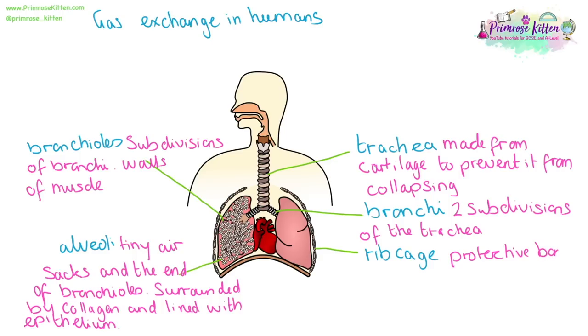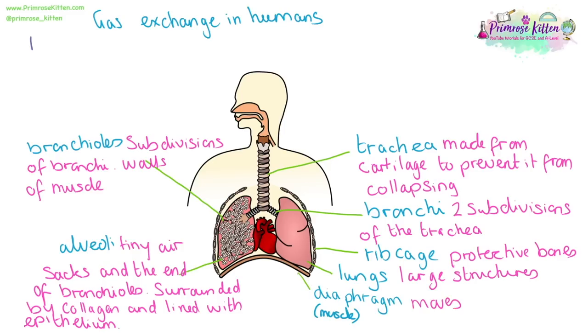The ribcage has a protective function. Overall, this is contained in the lungs, the large structure where you'll find all the alveoli and bronchioles. The diaphragm moves up and down to draw air in and out. And all of these work together.